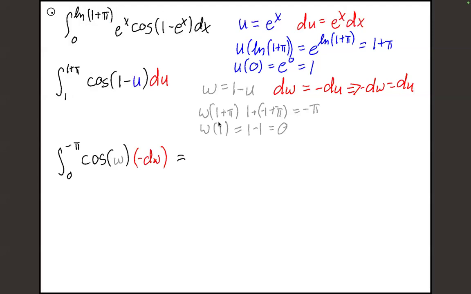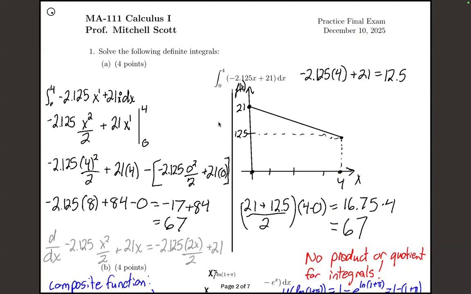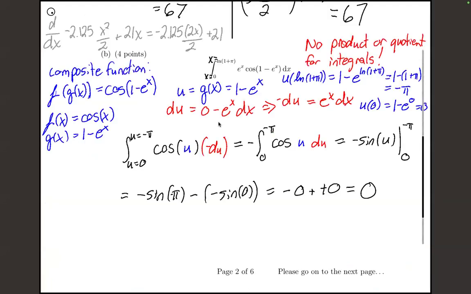This is looking familiar, right? So we're going to pull this out. So we have minus the integral from 0 to minus pi of cosine of w dw, and we know how to solve this. In fact, it is going to equal minus sine of w evaluated at minus pi and 0. And this is exactly what we had before. So if I go back to this page before, we see that this is exactly the antiderivative that we had before. It's just in terms of w, not u.